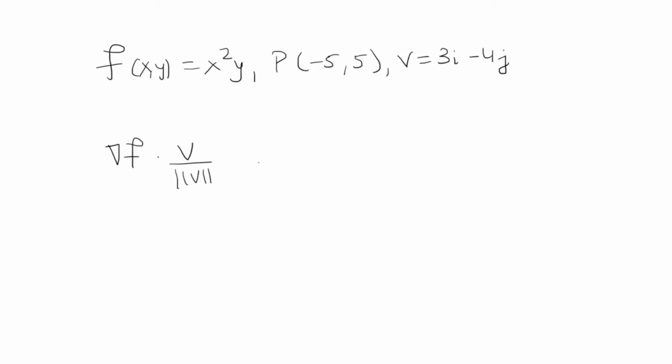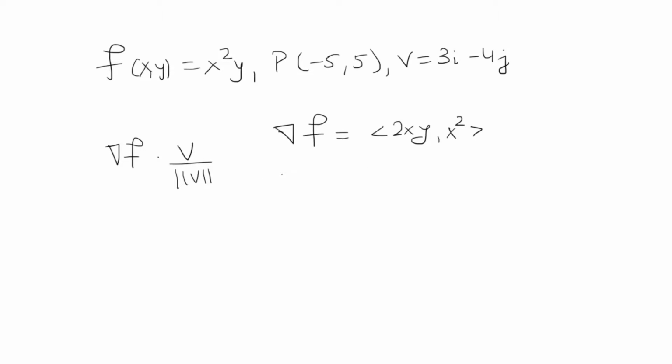So first, let's find the gradient of f. Take the partial derivative first with respect to x. That's going to be 2x times y, because y here is a constant. And then when you take the partial derivative with respect to y, x squared is the constant. So the derivative of that is x squared.